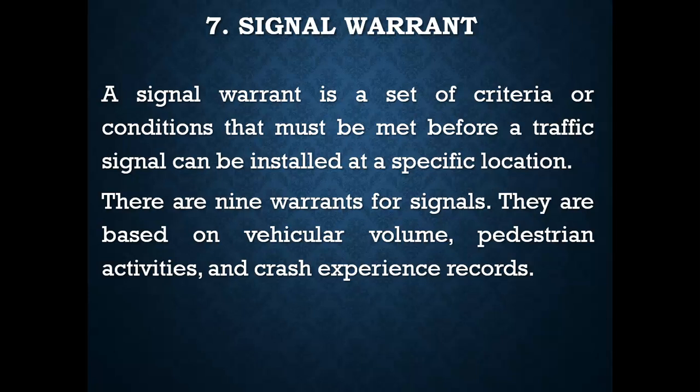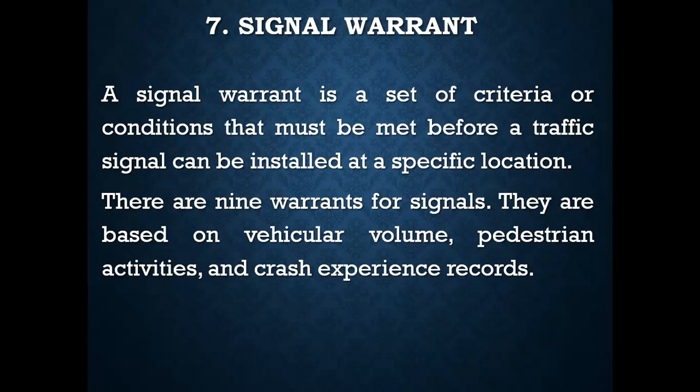So there are basic warrants, they are just a set of guidelines that need to be followed before a traffic signal can be installed in a particular intersection or location. And it says that these warrants are used to ensure that traffic signals are installed where they will be effective in improving safety and traffic flow. So it's very important for them to be installed at locations where they will be most effective for safety and traffic flow. That is quite important.